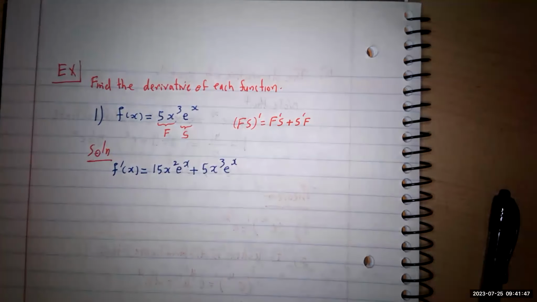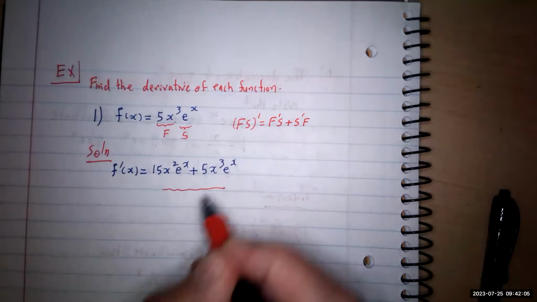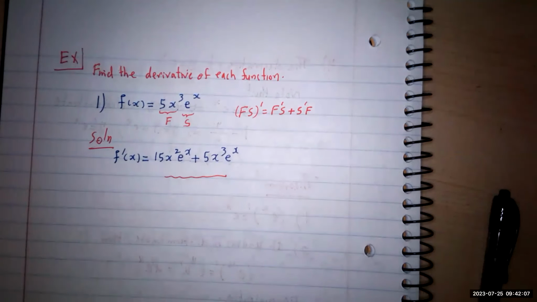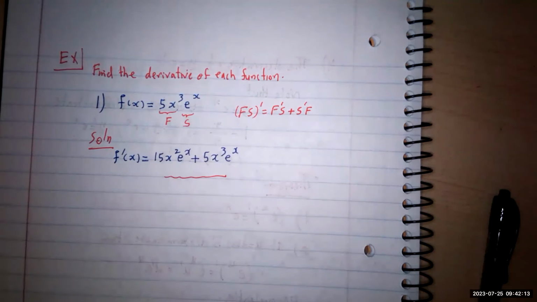That's it. You see, that would be the end of the problem. You can't do anything about it. Some people try to simplify, and you can't do it because they are not like terms. And you don't need to factor it because you are not going to do anything else with this. So that would be the end of the problem. That's type 1. Any question? You don't need the substitution method or the chain rule for this one.